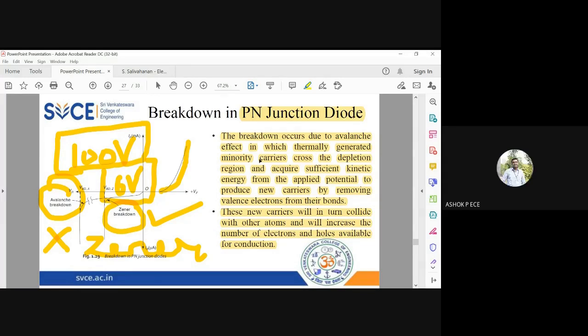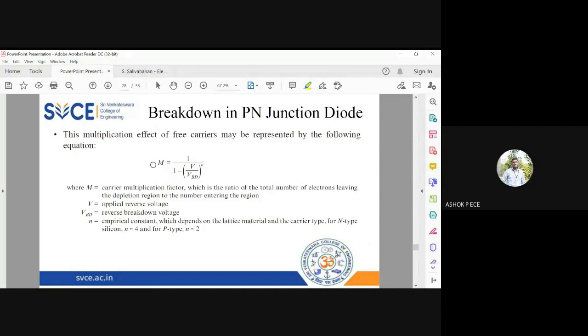Okay. And the avalanche multiplication factor is given. I told you an avalanche of electrons is produced because of increasing the reverse bias voltage, right? So this is the avalanche multiplication formula. M is the avalanche multiplication factor: M = 1 / (1 - V/Vbd)^n. V is the applied reverse bias voltage and Vbd is the breakdown voltage.